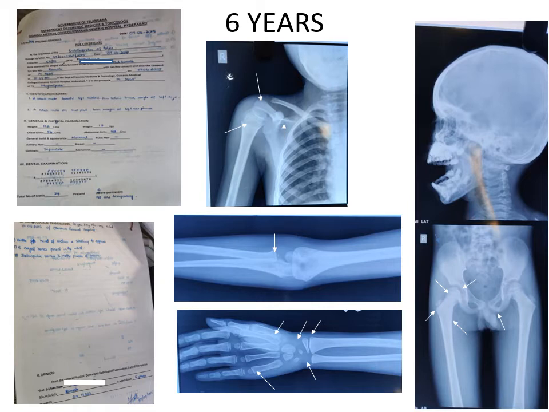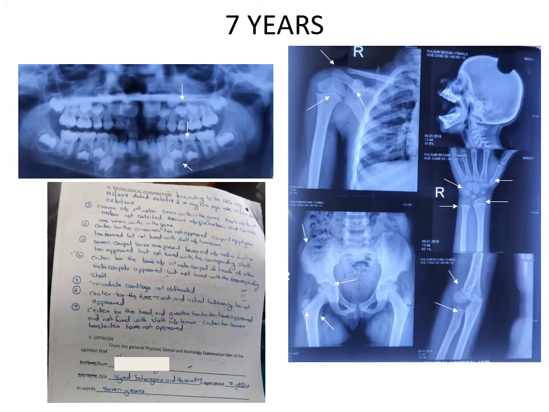Here it is not fused. You can see a small gap here. And head and greater trochanter have appeared but not fused. Triradiate is not obliterated. So these are the findings. So here this is an X-ray at the age of 7 years, how it looks. These are the various centers.